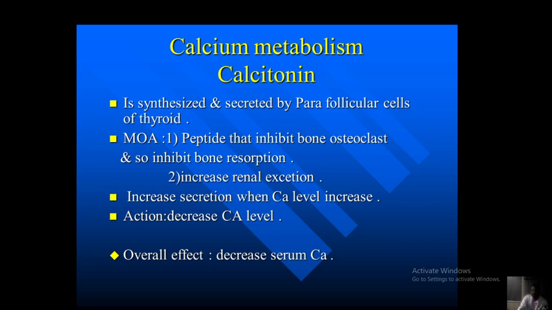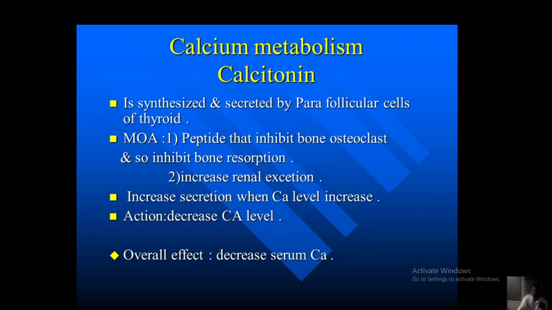Rather than that, it will take the calcium from the plasma and deliver it to the bone. Calcitonin increases secretion when the calcium level is increased. So when the level of calcium is increased, calcitonin comes into action. What is its action? It will take the plasma calcium and deliver it to the bone.